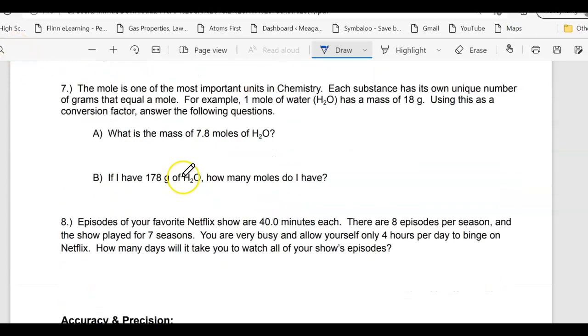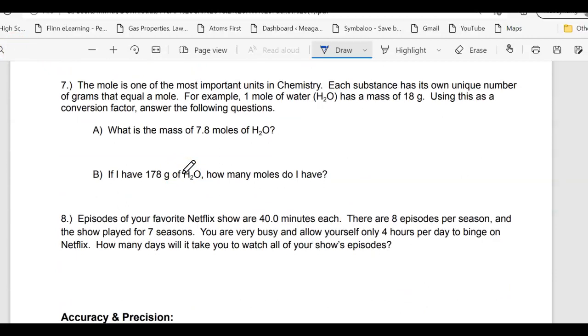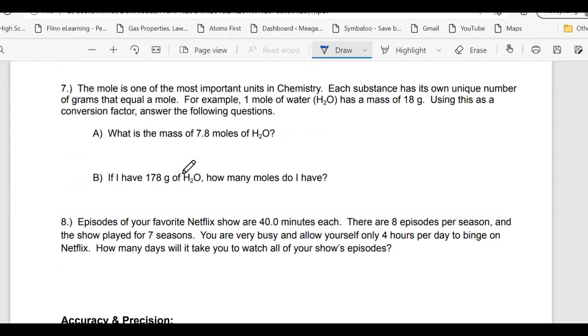Okay. The other problem that tends to be an issue is this one right here. So number 7. We're trying to introduce you to the idea of the mole, even though technically we won't do any calculations with mole until much later in the year. But it's using the idea of dimensional analysis to start looking at mole. Okay. So this is no different than anything we've done. This is no different than any other dimensional analysis problem that we've looked at.